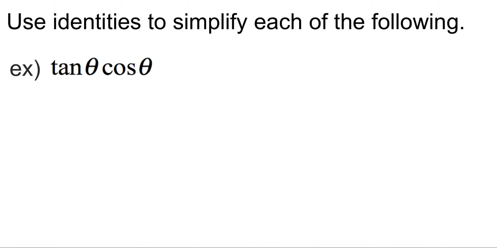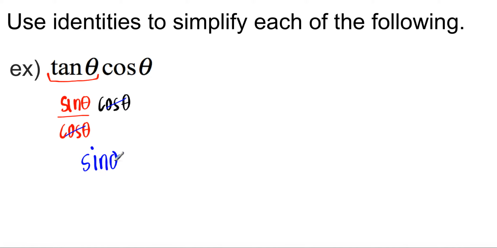What I mean by that is I can take tangent theta and use my quotient identity and rewrite that as sine theta over cosine theta. And then I can bring down the cosine theta. Then my cosine thetas cancel out and I've simplified this to just plain old sine theta. That's a really common one right there. But again, try changing things to sines and cosines.